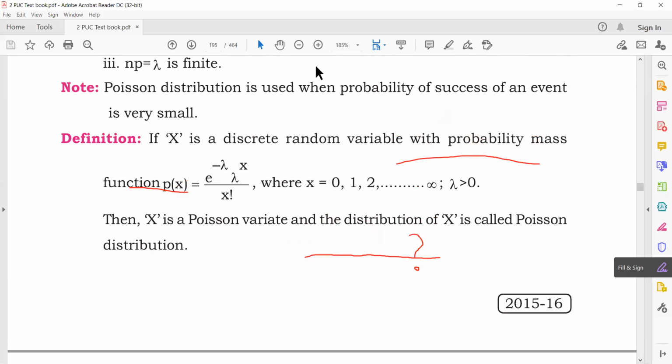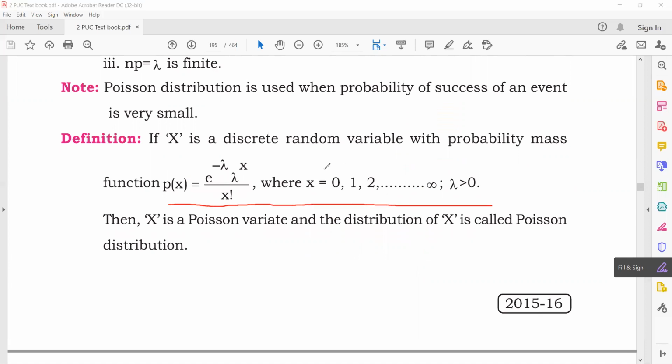Any discrete random variable follows Poisson distribution if its PMF is given by P of x equals e power minus lambda, lambda power x by x factorial. Whenever you write the PMF for a variable, its range or support, that is the possible values of x, has to be written alongside, and also the constants used in the distribution, their range and their values also have to be written. In case of binomial, we say x equals 0, 1 to n, and 0 less than p less than 1, p is the parameter there.